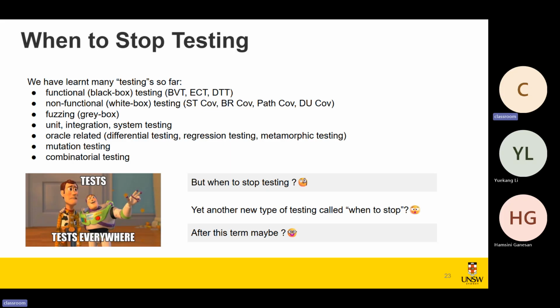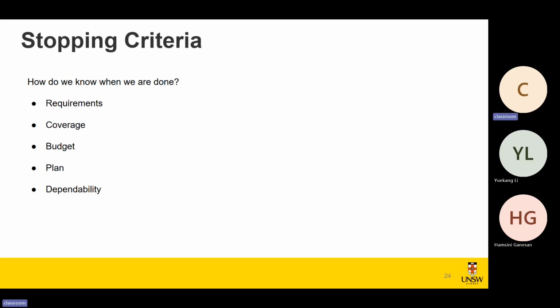So in practice, when to stop testing is an important thing we should think about, because for a company to release the software, we have to do some kind of testing, but we can't test forever, right? We have to have some stopping criteria for testing. So the question is how should we know when we are done? We can use several different metrics to set the stopping criteria here.